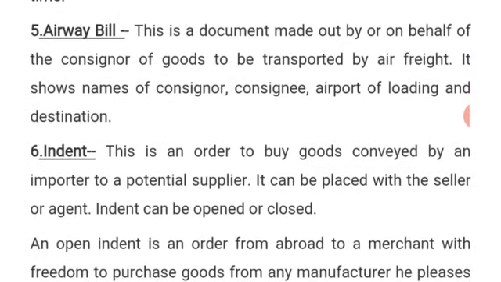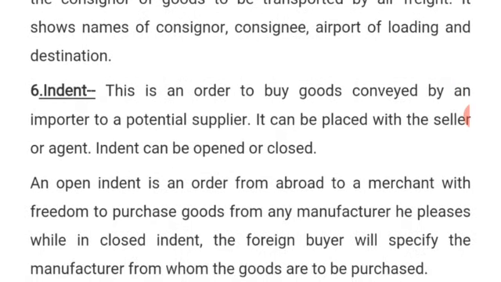So it's a document made out by or on behalf of the consignor of goods to be transported by air freight. So the consignor will make it known that the goods should not be transported by any other means other than air. And that is the essence of the airway bill. Now it shows names of consignor, consignee, airport of loading and destination. So consignor we have said is the principal, consignee is the agent, airport of loading, and destination, that is where the goods are to be taken to. So that's that on airway bill.